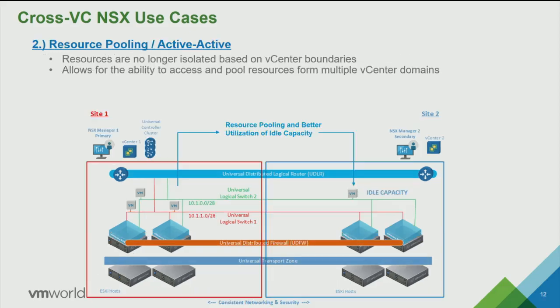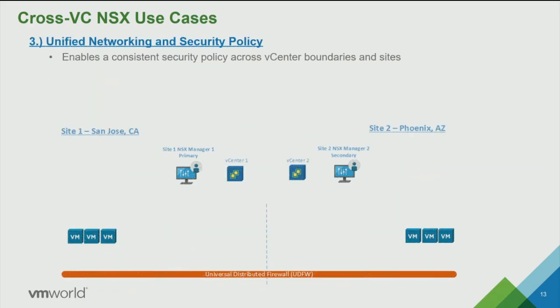Another use case is resource pooling. You may have idle capacity sitting in a vCenter or within a site, right? Now you're spanning these logical networks, you have consistent security, you can easily take advantage of that idle capacity. And basically, this is giving you better overall resource utilization. Okay? Another use case is using unified networking and security policy, right?